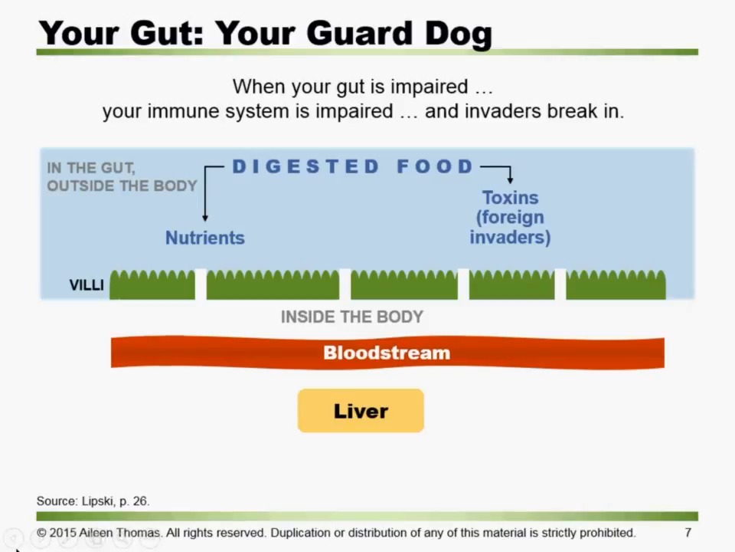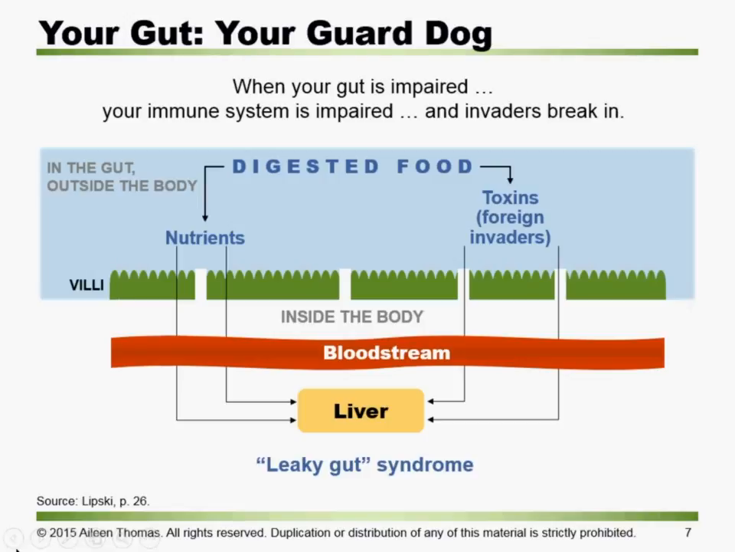Notice the villi have little holes in them, which is extremely common when your gut is impaired. What happens in this case is that the nutrients will be absorbed through the villi, as they should be, but because your gut is impaired, foreign invaders can now slip into the body through the holes in the villi. This is called leaky gut syndrome, and again, it's extremely common. Both the nutrients and the toxins go to the liver, which is in charge of processing the nutrients and delivering them to the cells in your body.